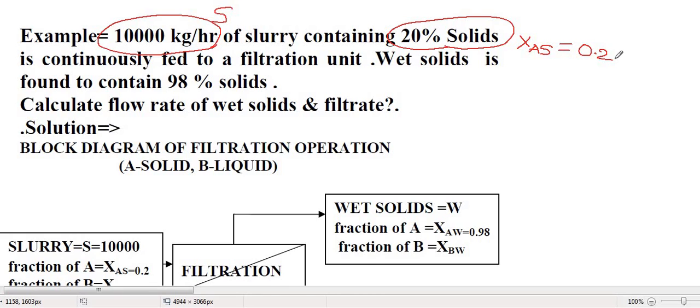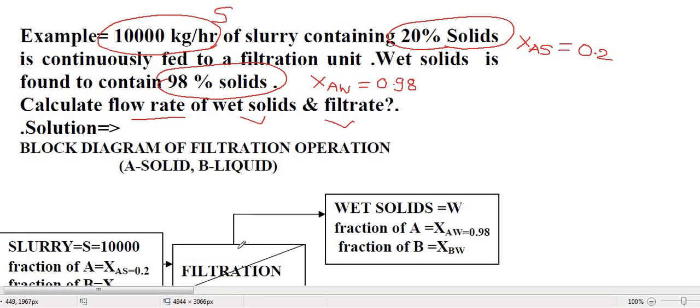Now wet solid contains 98% solid. That means XAW, the fraction of solids in wet solid, will be 0.98. So these three quantities are given, and with respect to that, we have to find out the flow rate of wet solid and filtrate.